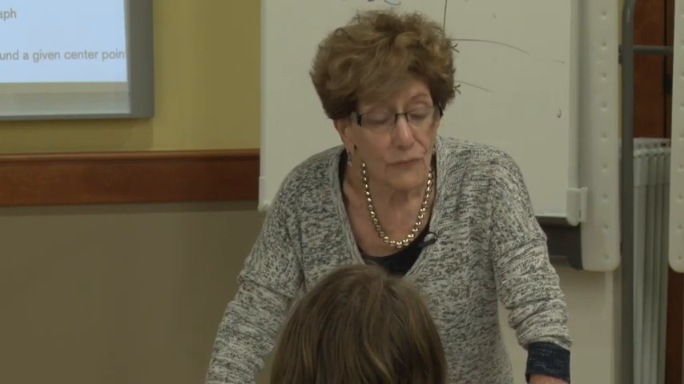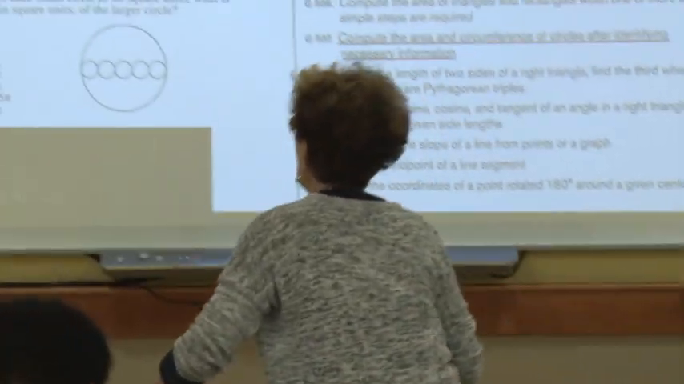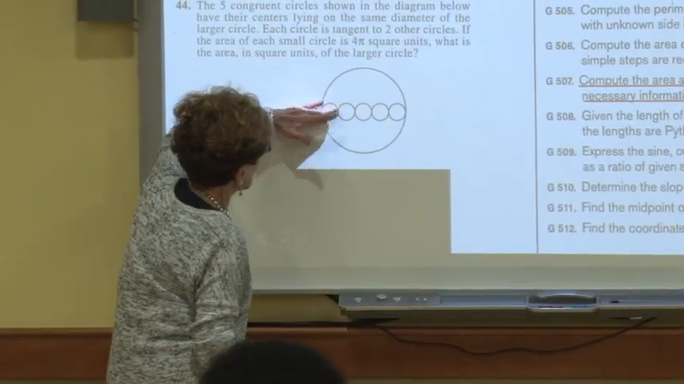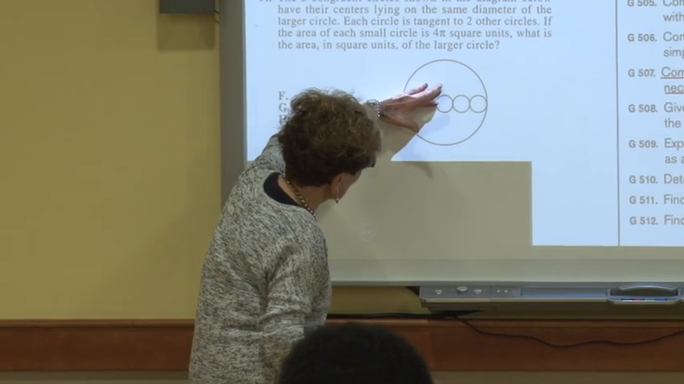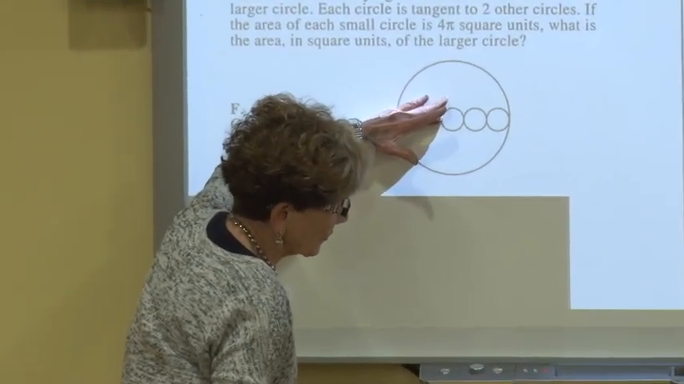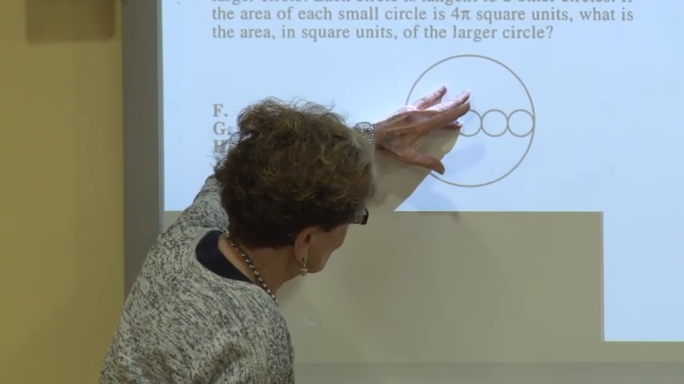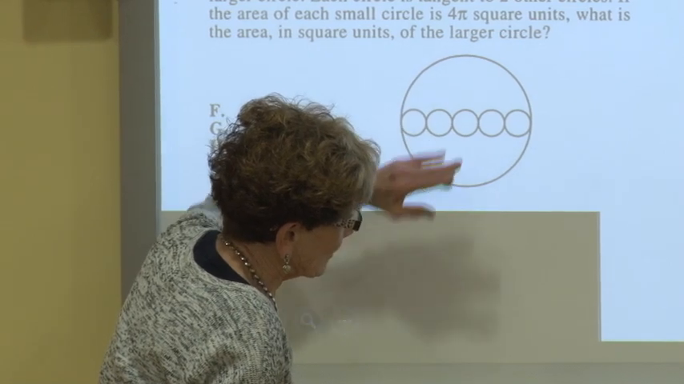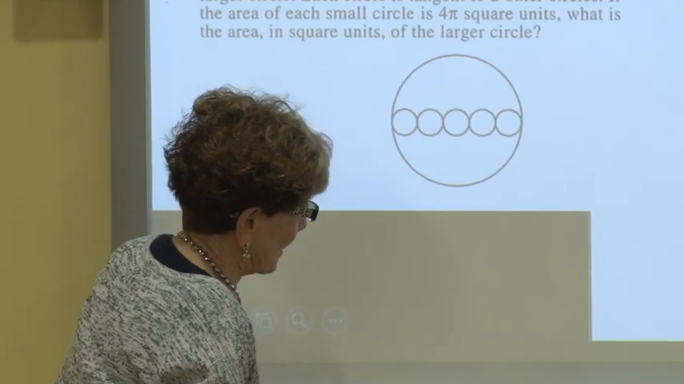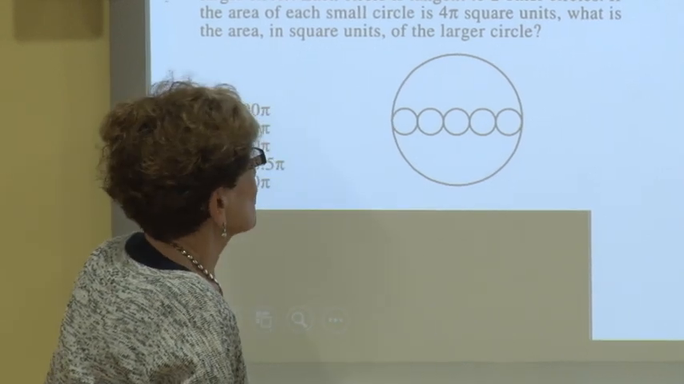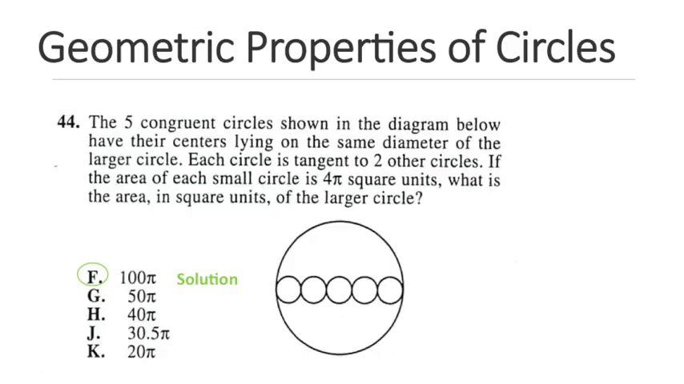Come on, move it. So the radius is 2. What's the diameter? 4. Okay. So this is 4. And that's 4. And 4 and 4 is 8. And this we only needed to go 2. So 8 and 2 is? So what's the radius of the big circle? 10. So what's the area of the big circle? Yes. Excellent. And that's number 44.